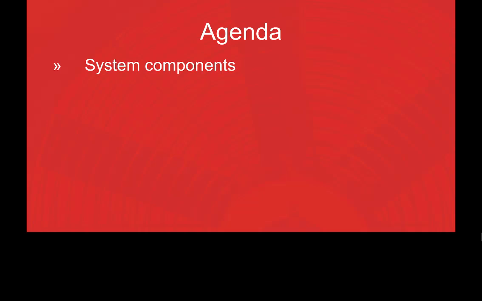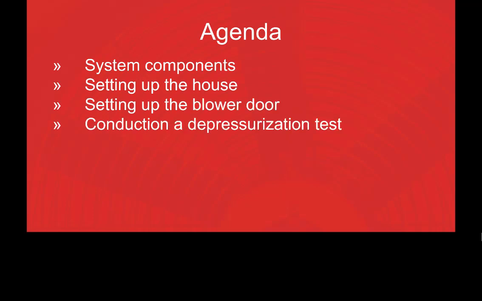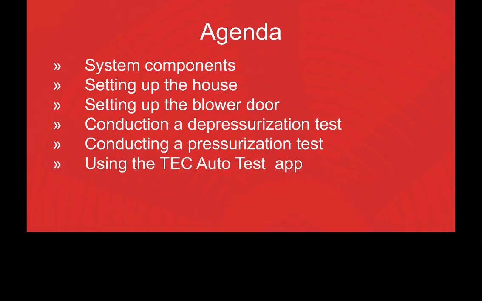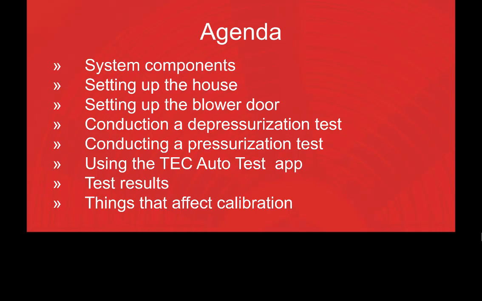So our agenda today, we'll start out with the system components, what's included in a blower door kit, how to set up the house for a test, how to set up the blower door for a test, conducting a depressurization test, conducting a pressurization test, why you might want to do that and what's different, using the TEC Autotest app. And then we'll review test results and understand what that means, all the information you gain from doing the blower door test. We'll talk about things that affect calibration of the fan. And lastly, we'll cover some methods of finding air leaks.